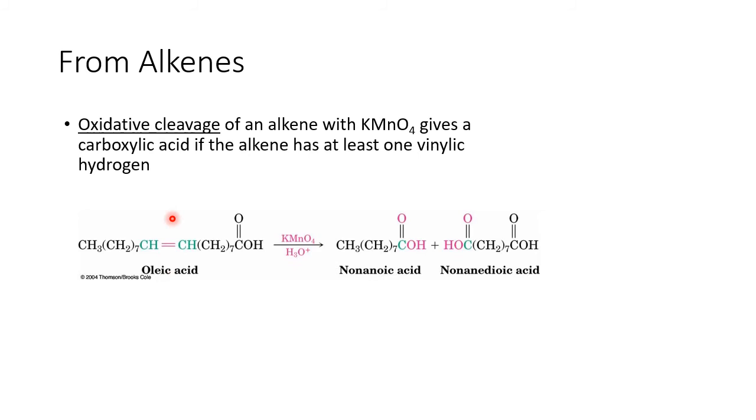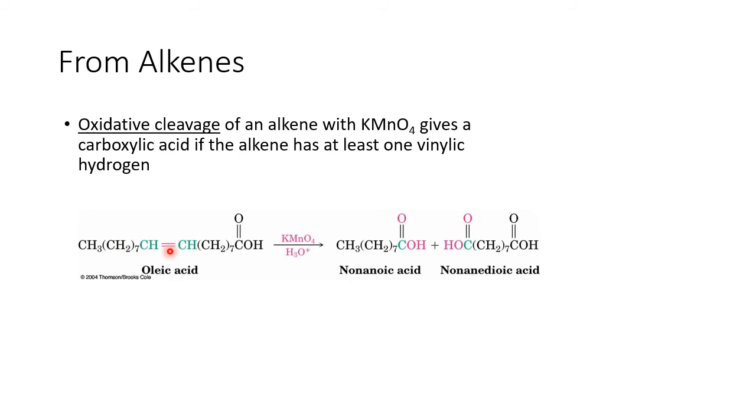This is done typically with potassium permanganate. And if you remember, we saw oxidative cleavage before, with the ozonolysis reaction. When we talked about ozonolysis on double bonds, it can also give oxidative cleavage. Okay, now potassium permanganate can do an oxidative cleavage for this double bond to give two carboxylic acids.